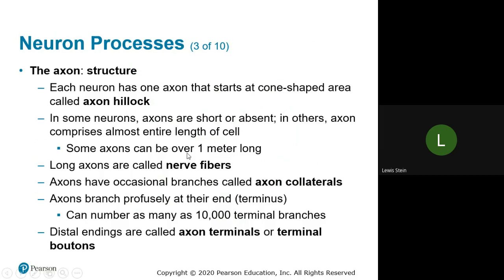Some axons can be a meter long. That's the classic example of the brain going to the lower extremity, to your foot: brain to the lumbar or sacral area of your spinal cord, and from the sacral area of the spinal cord out to your big toe. So the collateral channels are there, with profuse branching of the axon. We call them terminals. Some people say buttons, pronounced bouton. It's the same thing. It's French.